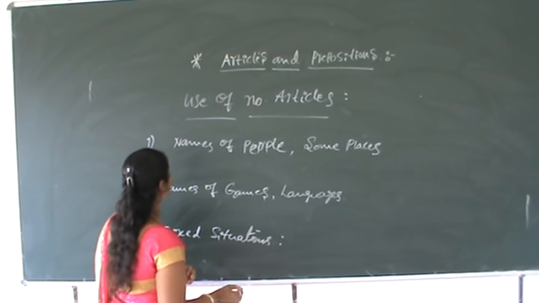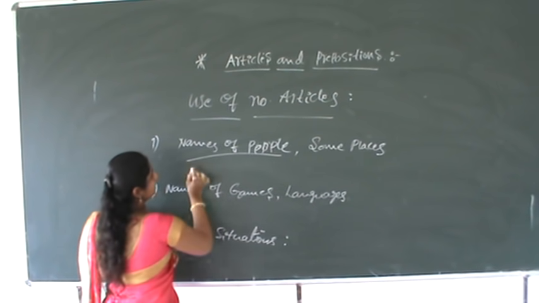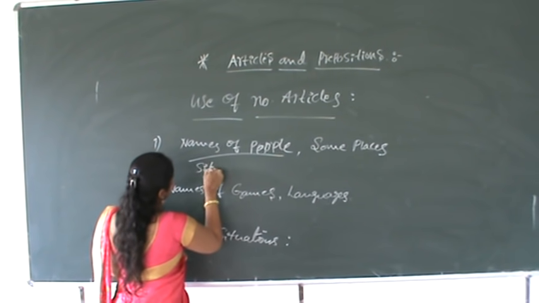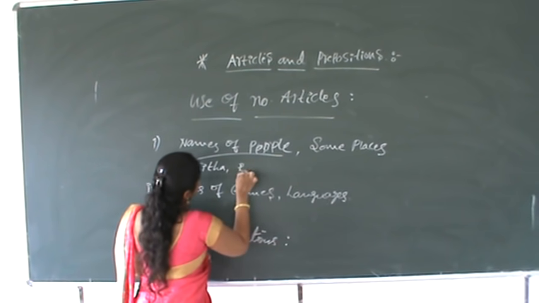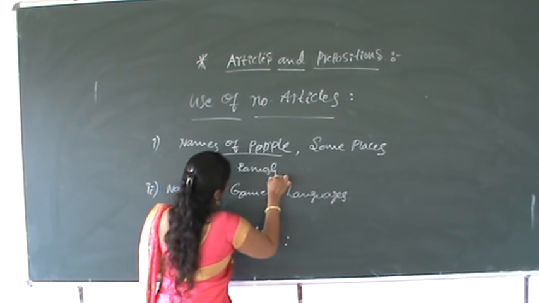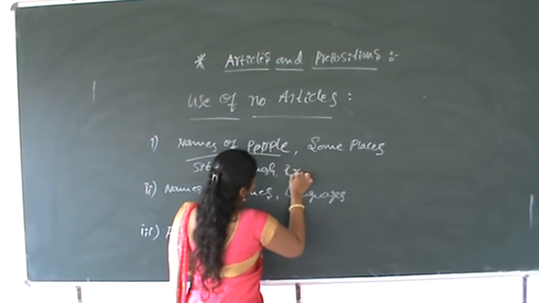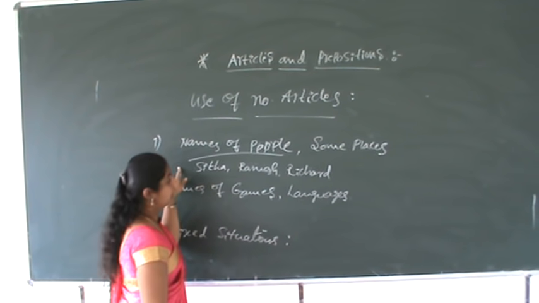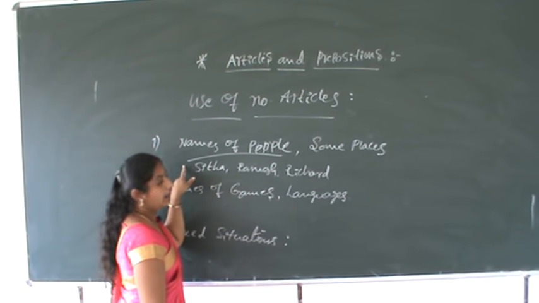We will see the examples here. Names of people. Here before the names of people, for example, Sita, Ramesh, for example, the name Richard. And before such names of people, we are not going to use any articles.